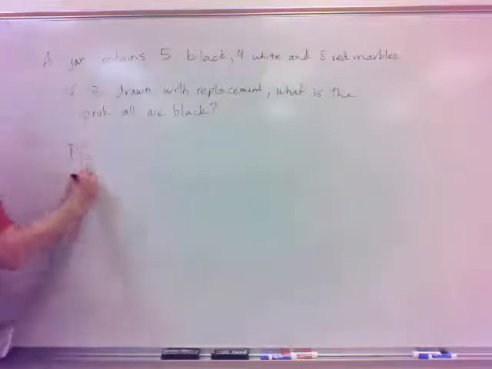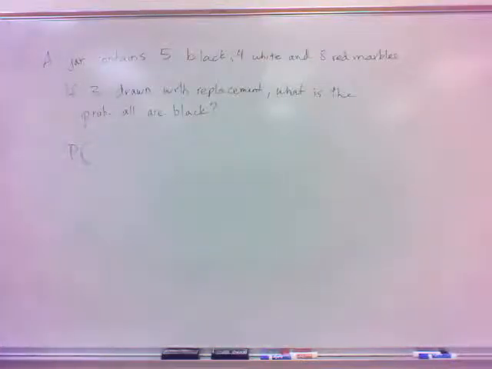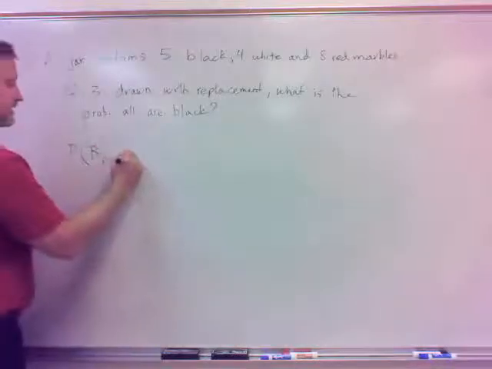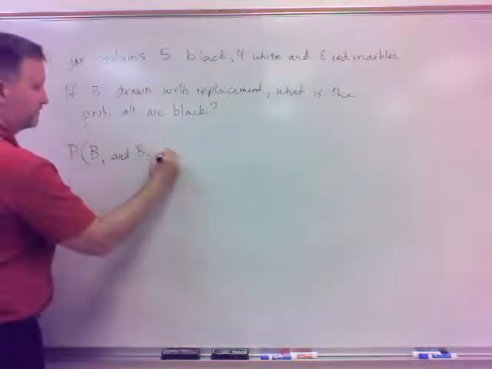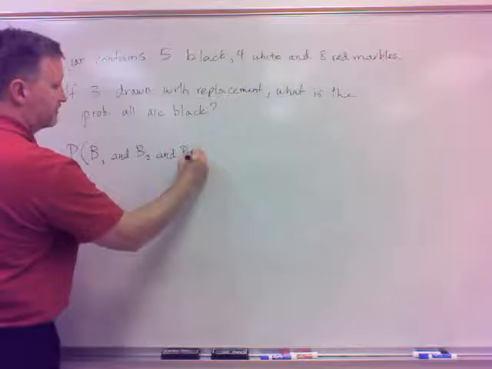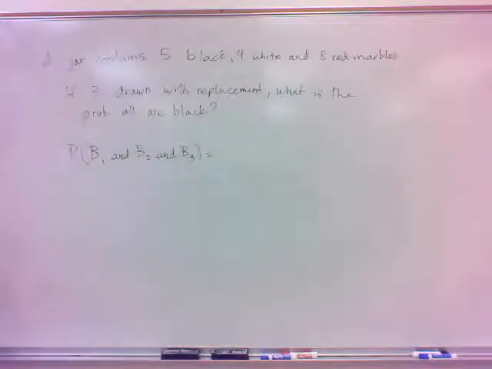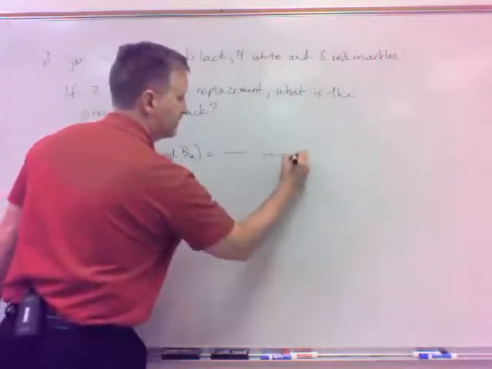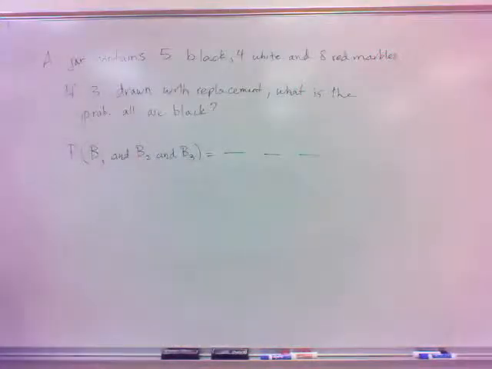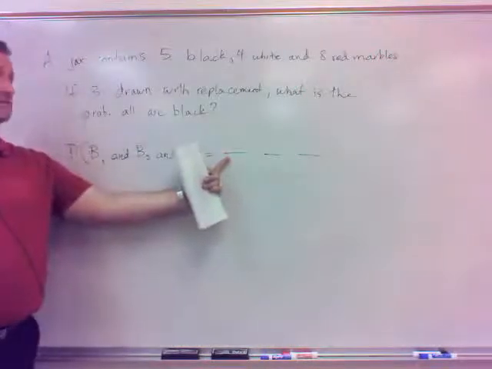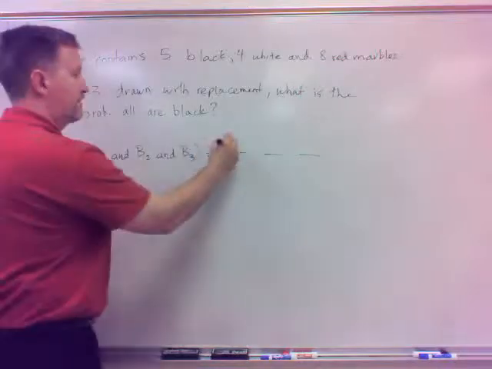Well, and is not in there, but this is an and probability because it's black on the first, and black on the second, and black on the third. Right? This is an and probability. So I'm going to do 3 probabilities and multiply them together. Now, what's the probability that the first one's black? 5 out of 17.